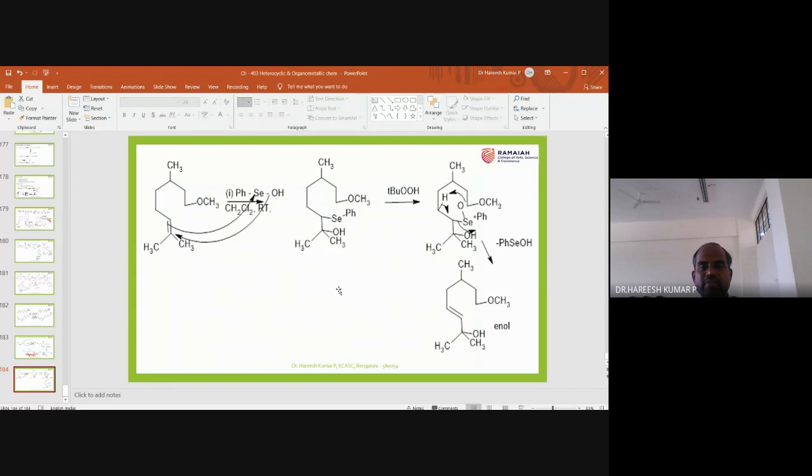Once the compound is formed, when it is treated with tertiary butyl hydroperoxide, selenium gets converted into selenium oxide. This selenium oxide captures a proton. There will be a bond pair movement and a breakage between the carbon and selenium. So that is how the enol is obtained. So this is about organoselenium compounds and their application in the preparation of alkenes, alpha, beta unsaturated ketones and allylic alcohols.